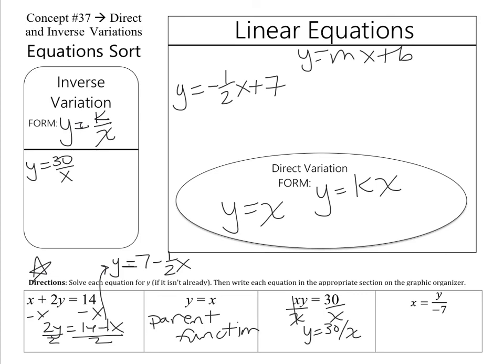All right, so the next one, get y alone. I have to multiply both sides by negative 7. And so the 7's cancel out. I get negative 7x equals y. Well, that's in the form y equals kx, right? The y-intercept is 0, the slope is negative 7. That's a linear equation, but it's also a direct variation. So we're going to put y is equal to negative 7x in the circle. You're going to basically do that for the rest of the problems on your page and make sure you remember to put them in the correct place in the Venn diagram. Good luck.